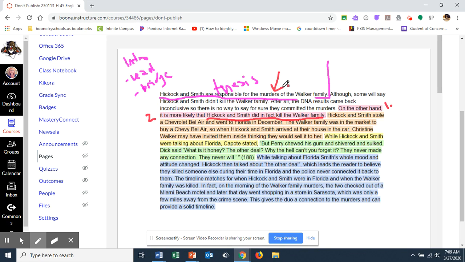All right, then yellow is where you introduce the quote. When you introduce the quote, you need to say who was the speaker, whom they were speaking to, and in what context. That's important. Let me say that again. Who is the speaker? To whom were they speaking? And in what context? Okay, so here we are in yellow. We have Hickok and Smith, we're talking about Florida. Okay, so that's the context. That's what's happening.